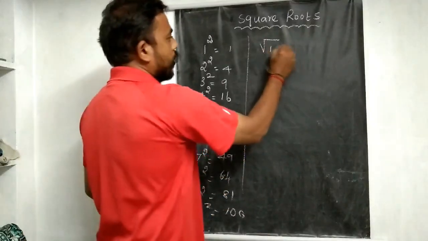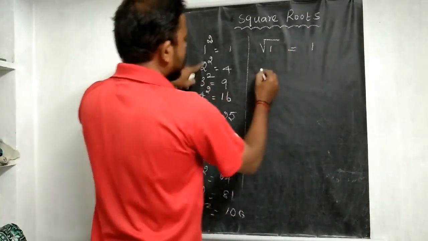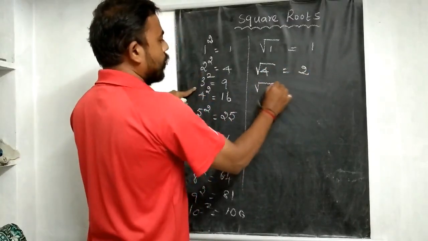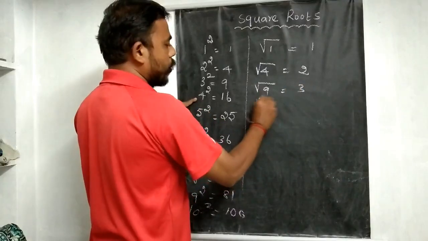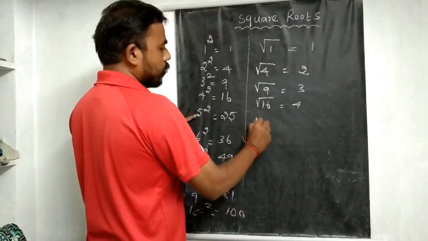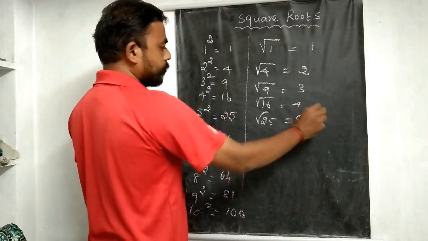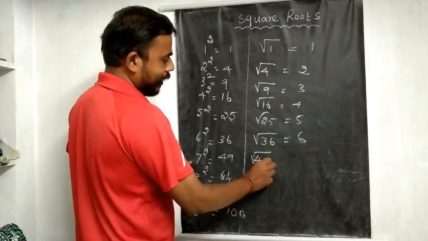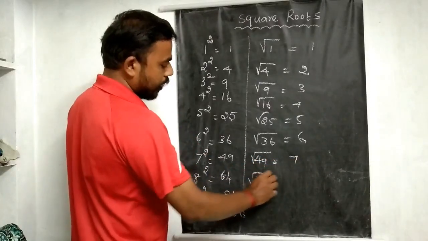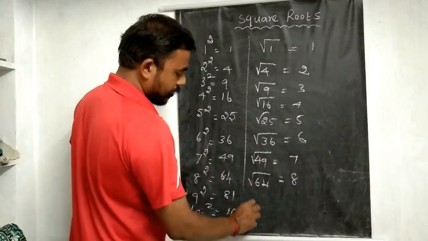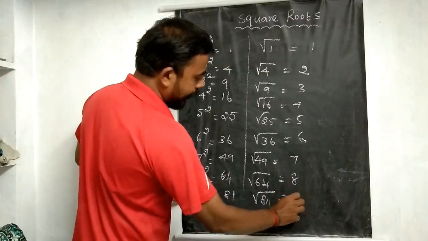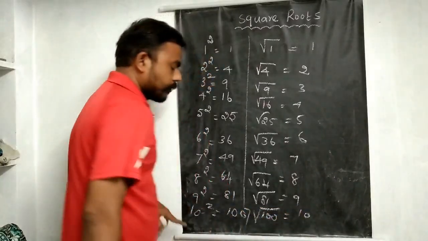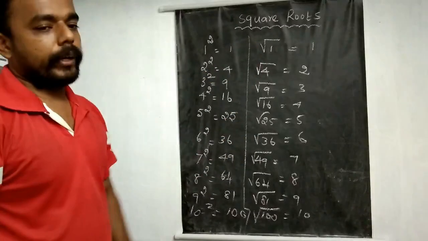So the square root of 1 is equal to 1. The square root of 4 is equal to 2. The square root of 9 is equal to 3. The square root of 16 is equal to 4. The square root of 25 is equal to 5. The square root of 36 is equal to 6. The square root of 49 is equal to 7. The square root of 64 is equal to 8. The square root of 81 is equal to 9. The square root of 100 is equal to 10. So this is the meaning of square root.